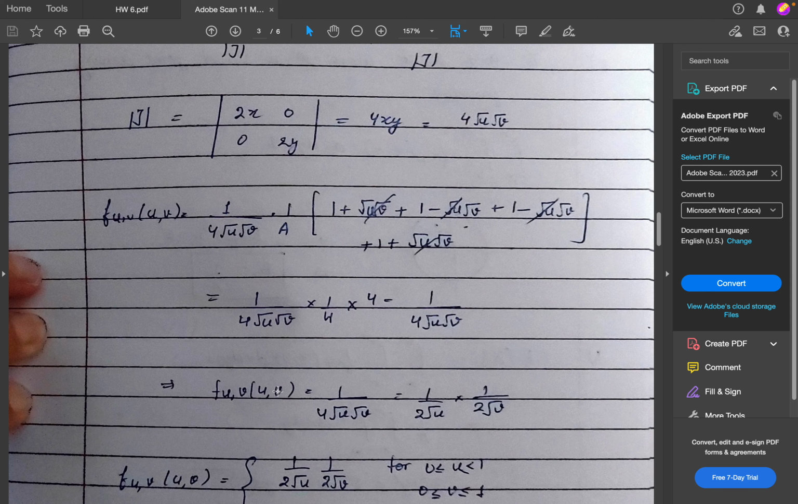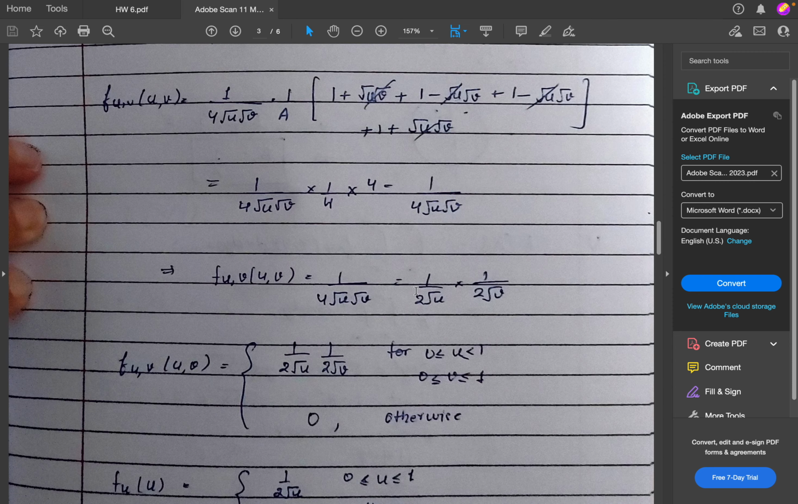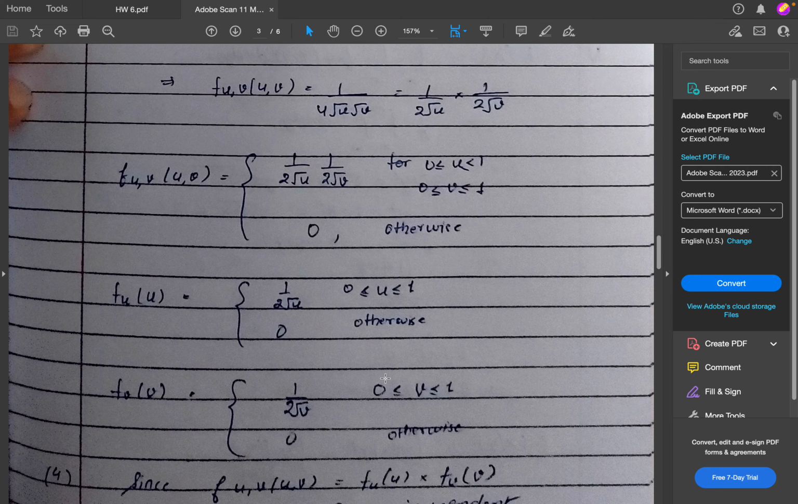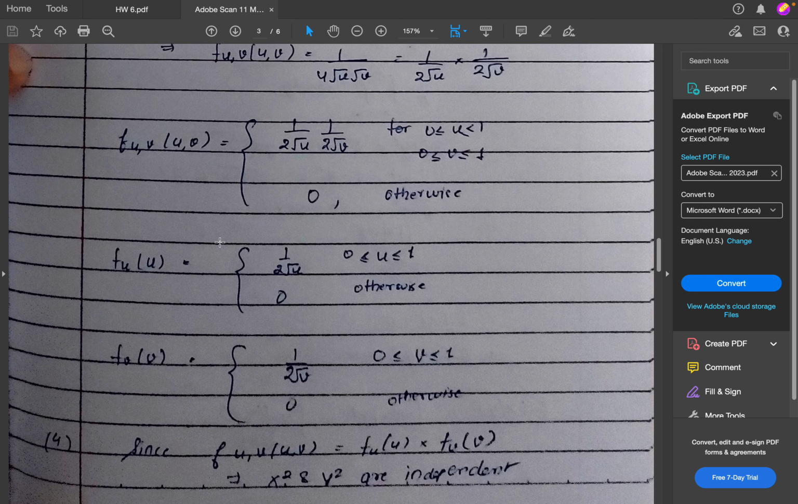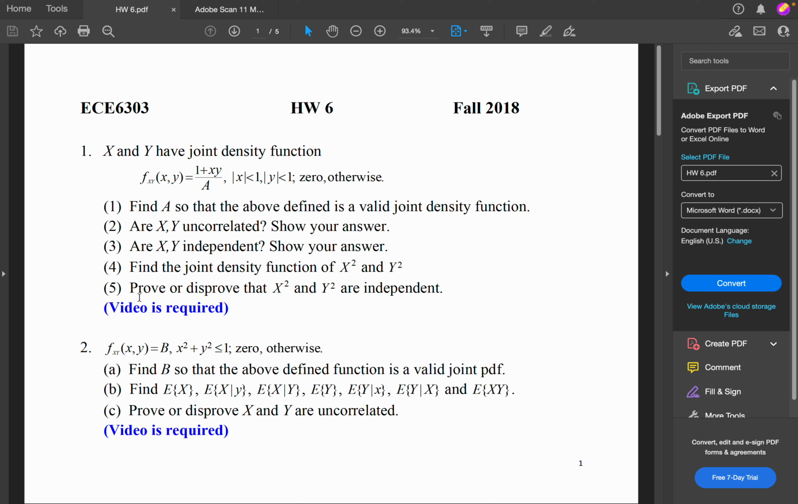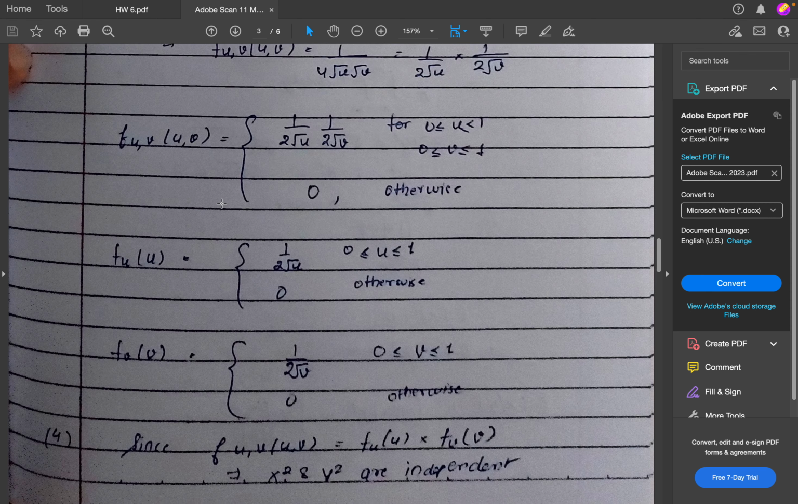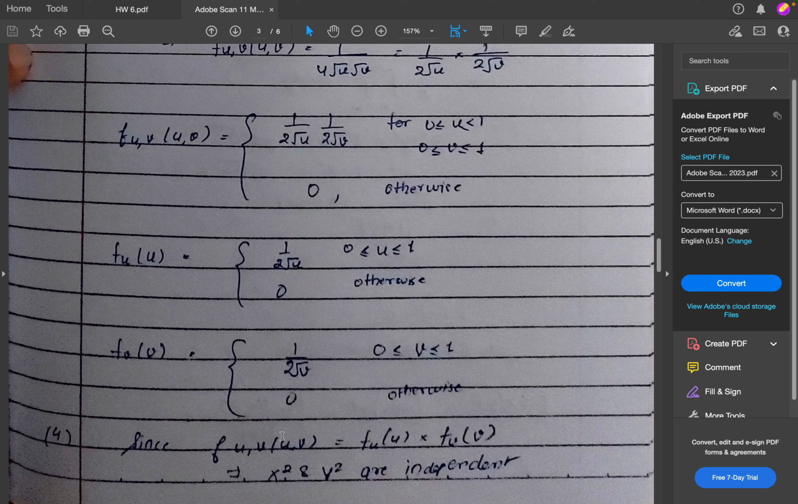From this we can see that f(u,v) is basically 1 upon 4 root u root v, which is equal to 1 by 2 root u times 1 upon 2 root v. So for the fifth part, we have to prove x squared and y squared are independent. For that we can see that since f(u,v) is equal to f(u) times f(v), we can say that x squared and y squared are independent.